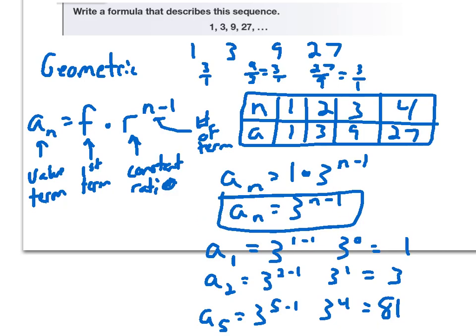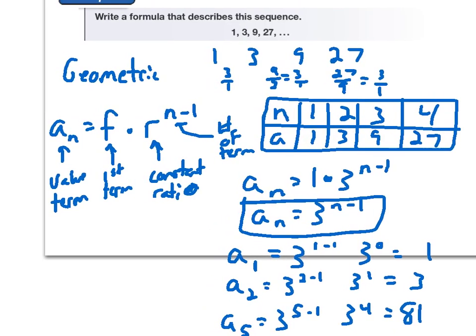You'll want to make sure that you keep track of this information right here. It's very important. So use these formulas, this one for the geometric and the one for the arithmetic I gave you, as a guide for how to write a formula for an arithmetic or geometric sequence.